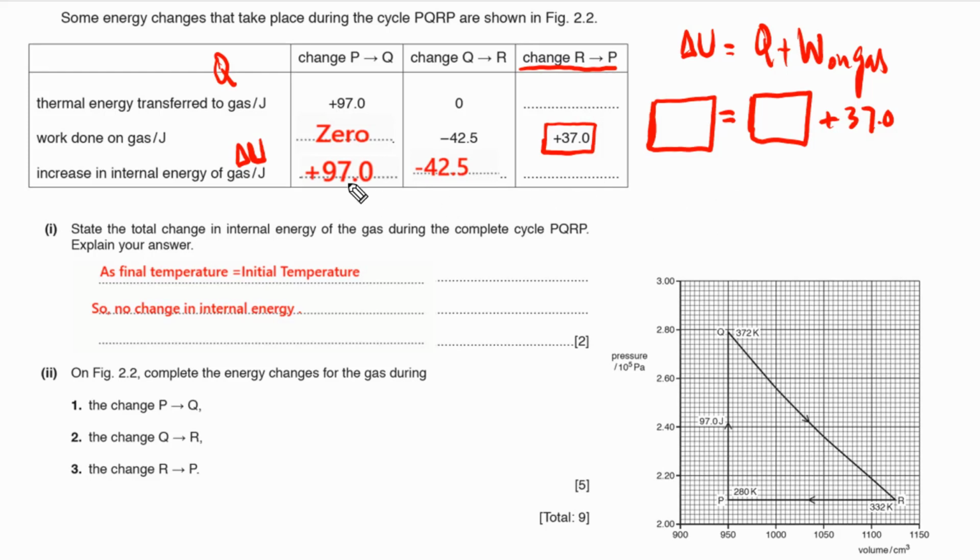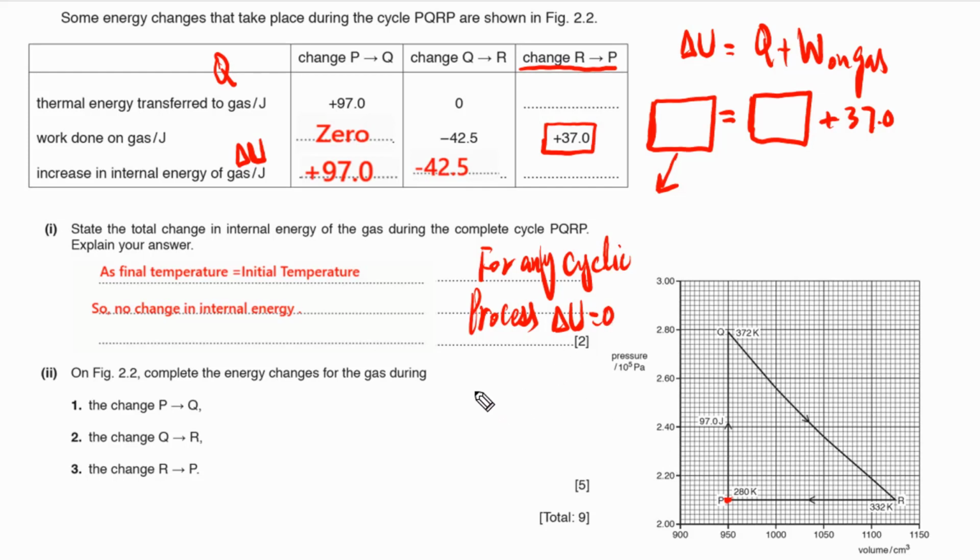This part is a little tricky and often confusing for many students. The best way is to find delta U first. The delta U is quite straightforward. For any cyclic process, or any cycle, delta U is always equal to 0. Now this is our complete cycle from P to Q to R and to P.